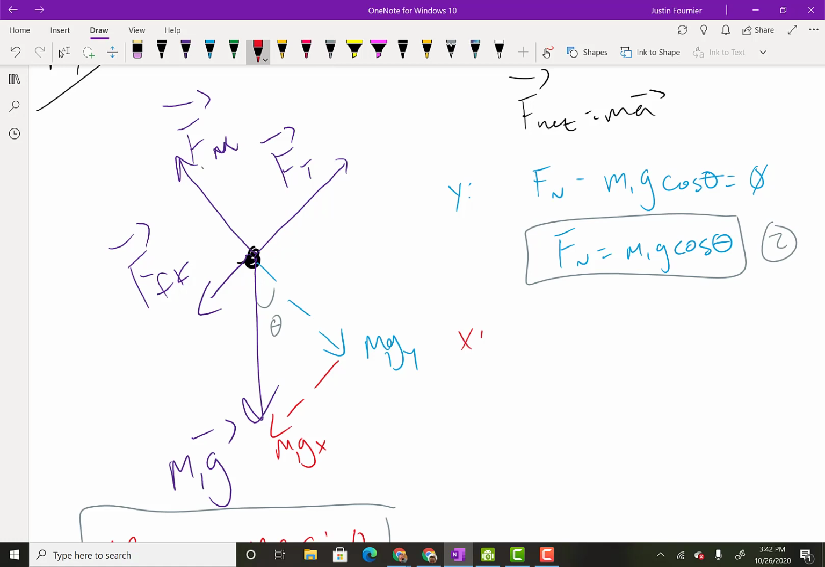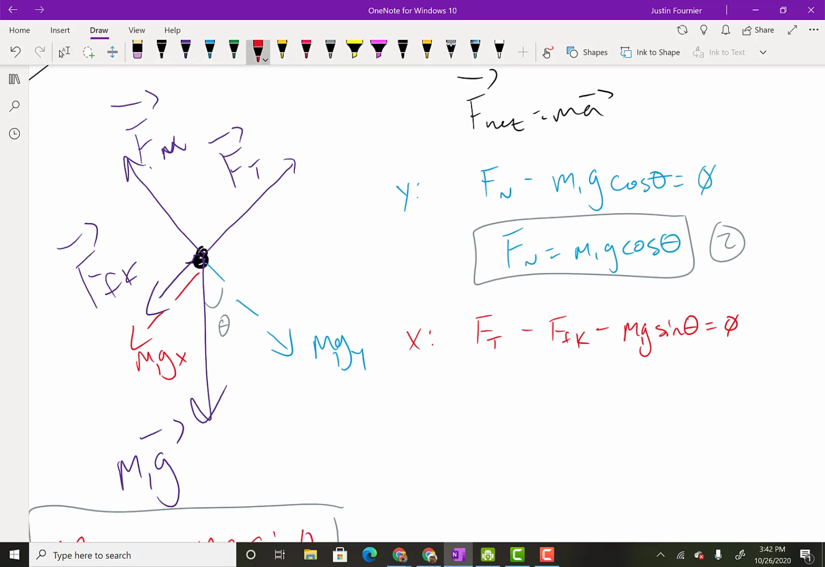Okay, so there's equation 2. And let's see what x will tell me. So I have the tension force pointing to the right minus the friction force pointing to the left. And then I also got minus this mgx term over here as well. So it's going to be minus m1g sine theta is 0.